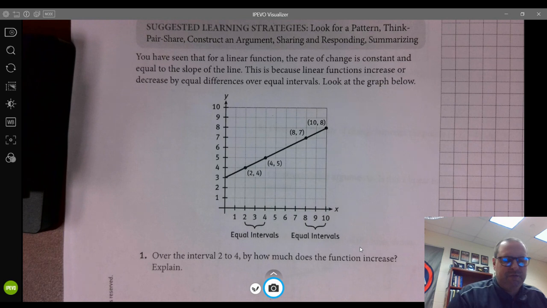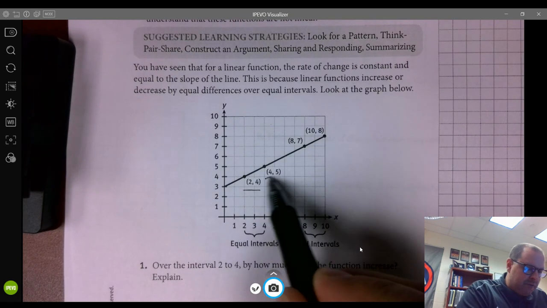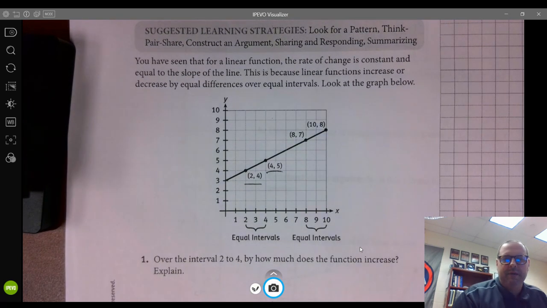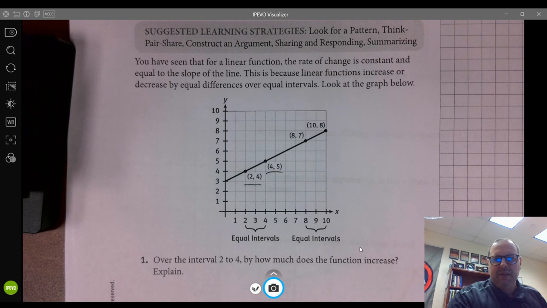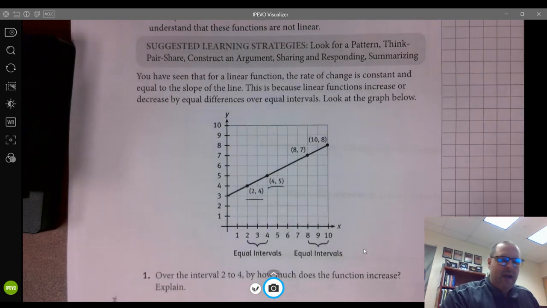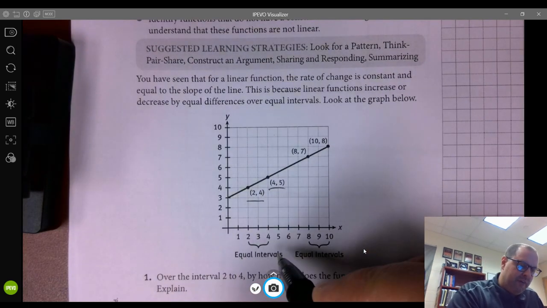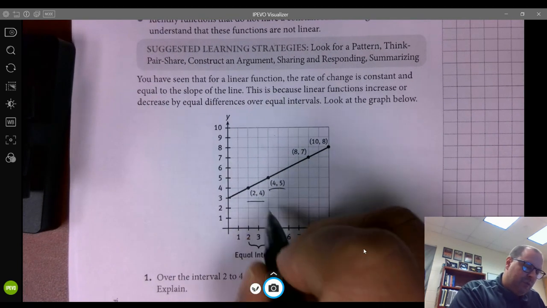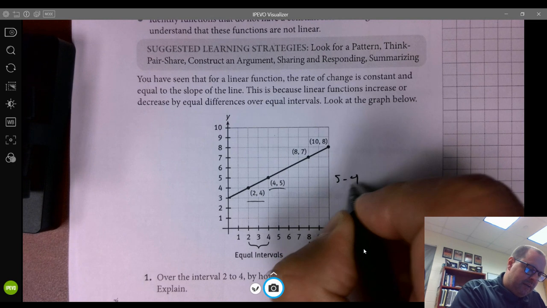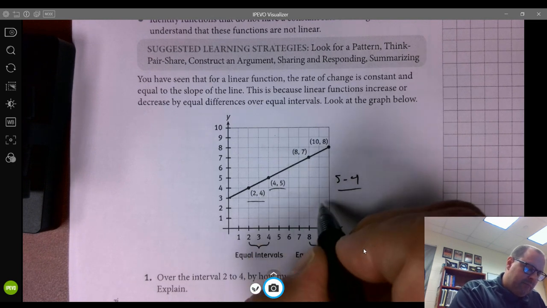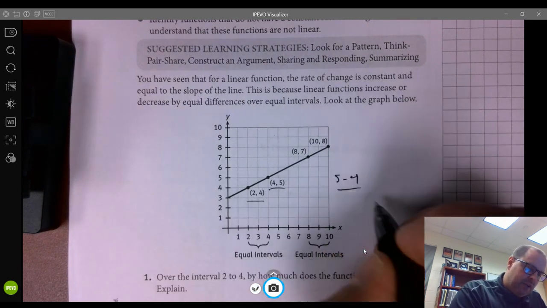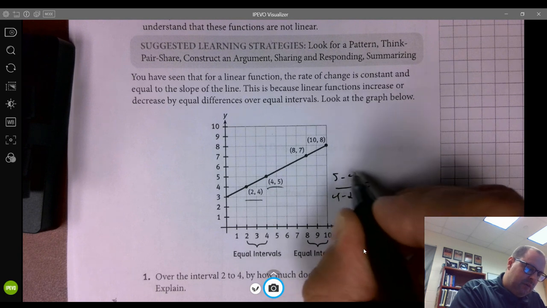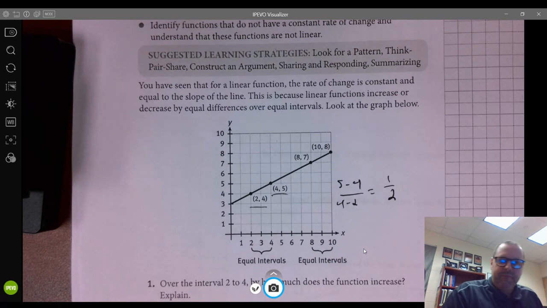pick 2 points. Before, you were just given, here's a point, and find the slope between them. Now what we're going to look at is you now have this line you have to find the slope between. So I may pick these 2 points, and I can do 5 minus 4 for the y's. Remember, it's always change in y over change in x, 4 minus 2. You get 1 over 2.